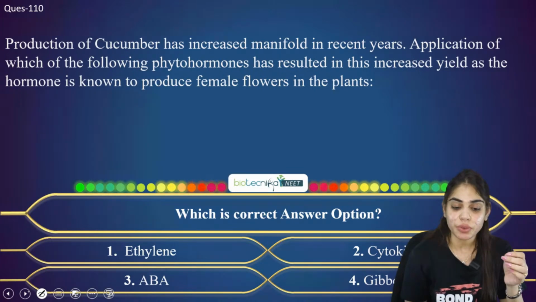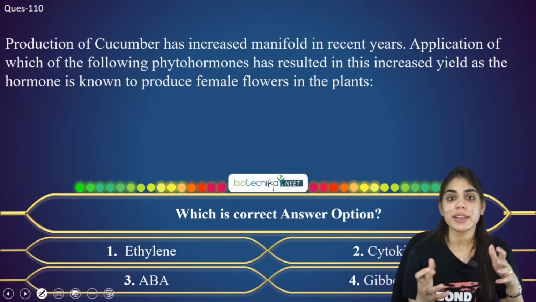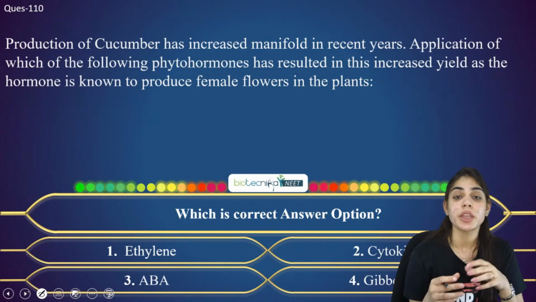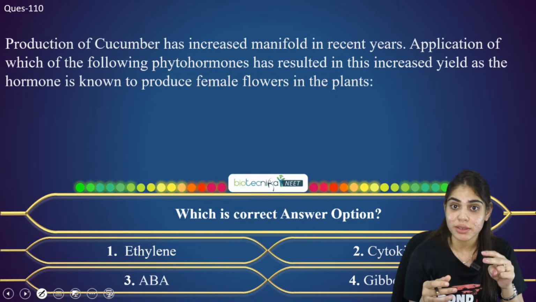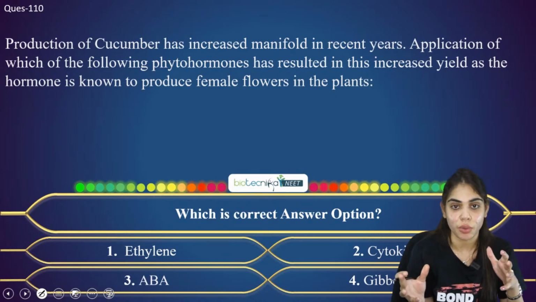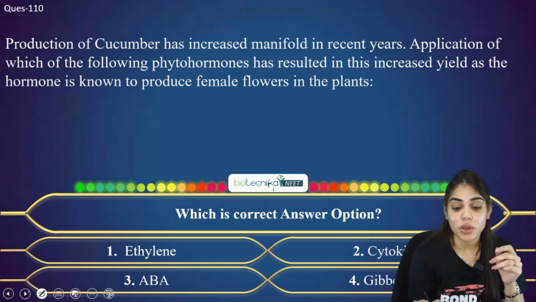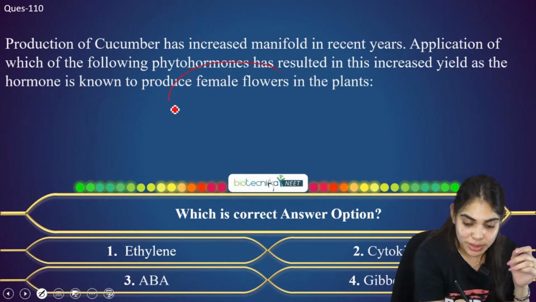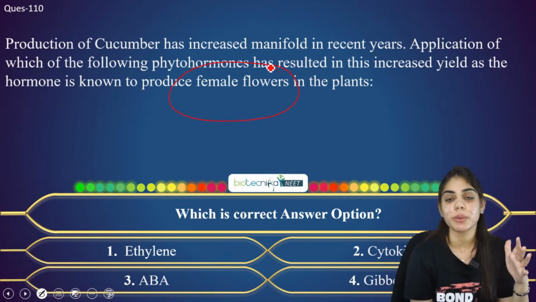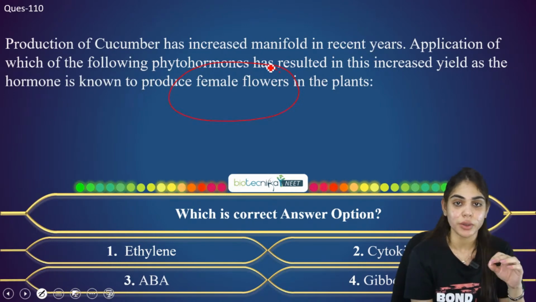Application of which of the following phytohormones has resulted in this increased yield, as the hormone is known to produce the female flowers in the plants? Now it is an experimental kind of question where again they are focusing on the functions of phytohormones. You have just seen two questions on the function of phytohormones. Now again it is asking which phytohormone is responsible for the production of female flowers. But if you do not know the function of hormones, you will not be able to do this question.